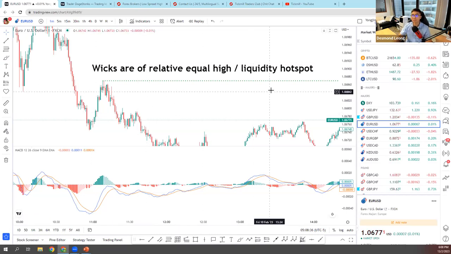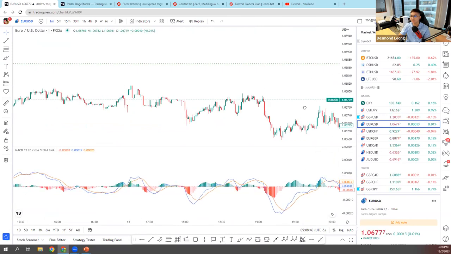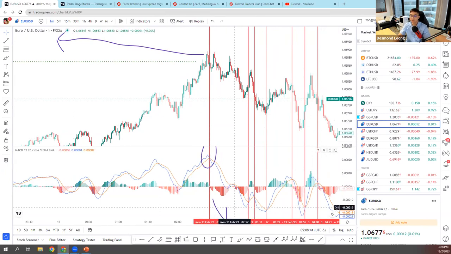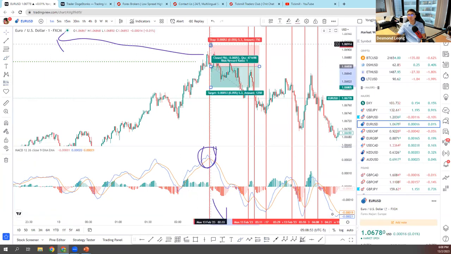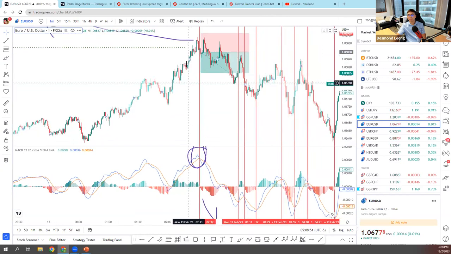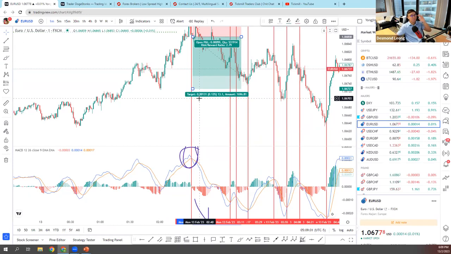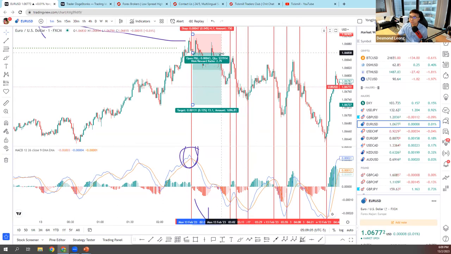So with the wicks of relative equal high indicating liquidity hotspot, we move all the way towards the left side. You notice that price cleared, and immediately had a MACD crossover. You can start to take a short position, with a stop loss slightly above, and aim for your next target. For your take profit target, I will not be explaining that. Your take profit target could be when price starts to reverse.